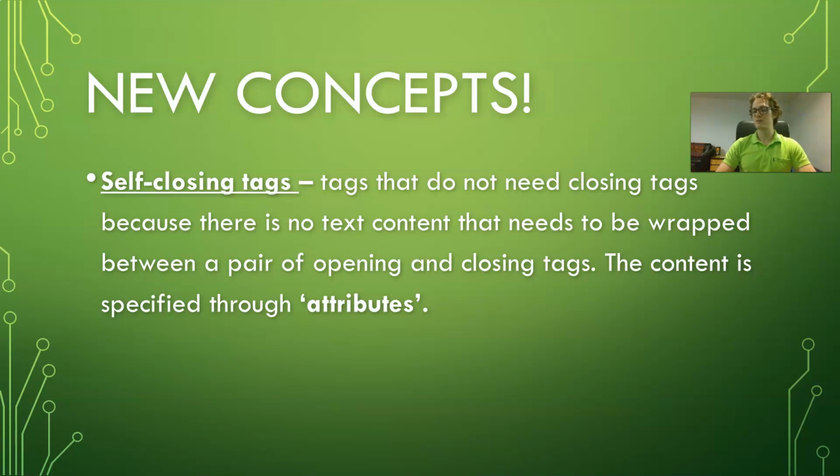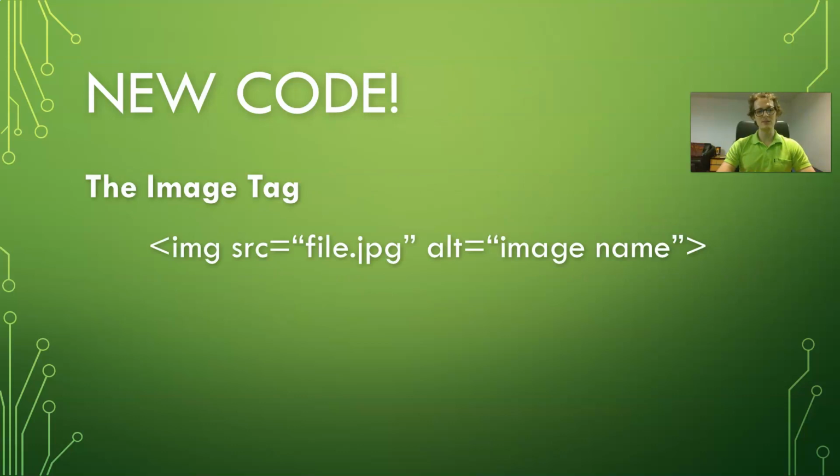So you guys remember before with paragraph tags or header tags, you would have the opening p tag and the closing p tag, or the opening h1 and the closing h1. With an image tag like this, you only need the one tag. You don't need the closing tag. And that's because all of the information that you need can be put inside of this tag here. Okay?